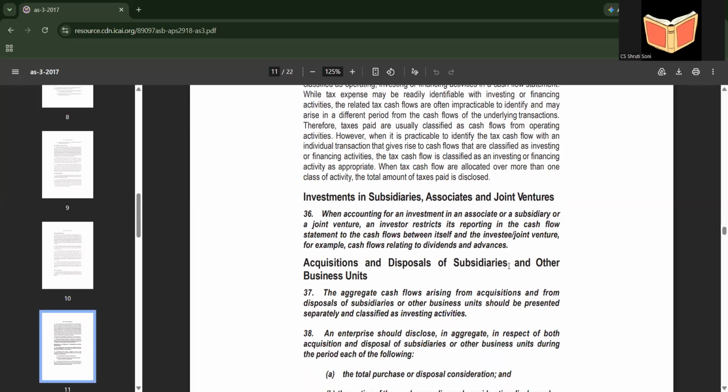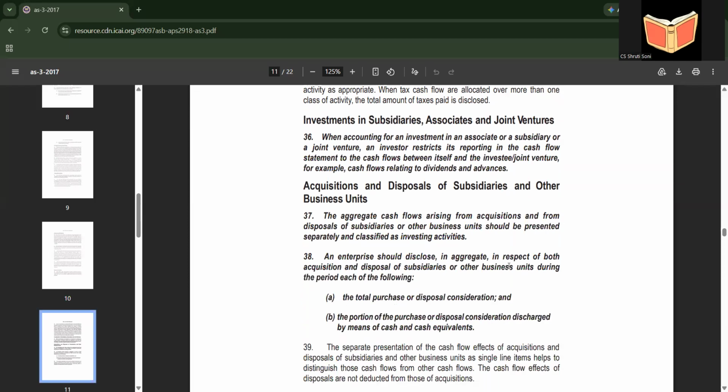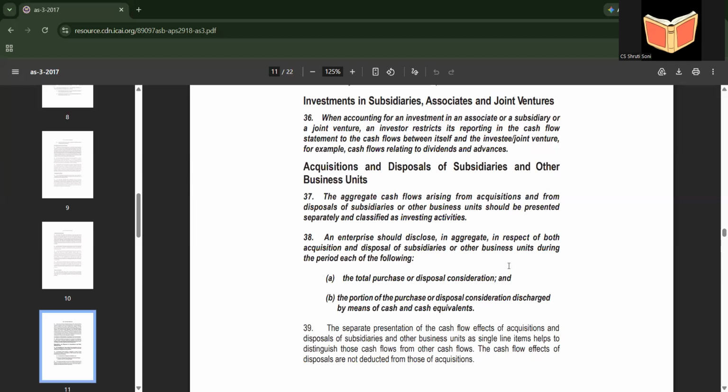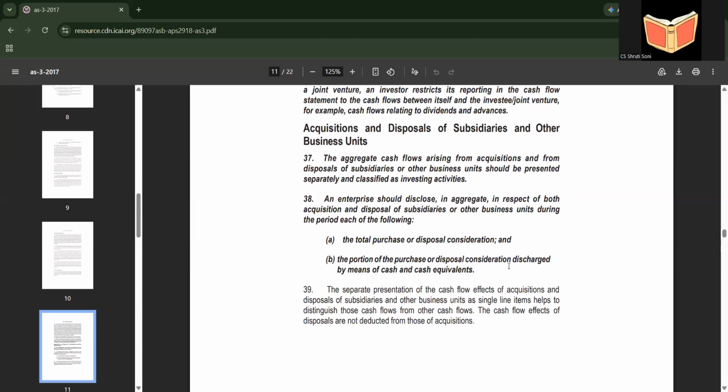Now, if I talk about investment in subsidiaries, associates, and joint ventures, when you're accounting for an investment in an associate or subsidiary or joint venture, the investor restricts its reporting in the cash flow statement to the cash flow between itself and the investee. So whenever there's an investment, you will normally restrict yourself to the cash flows between itself and the investee, for example, whatever cash flows relate to dividends and advances.